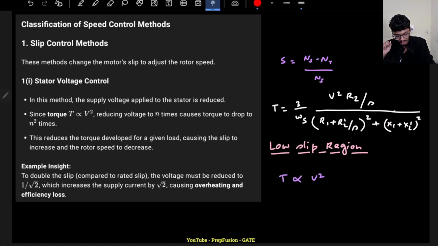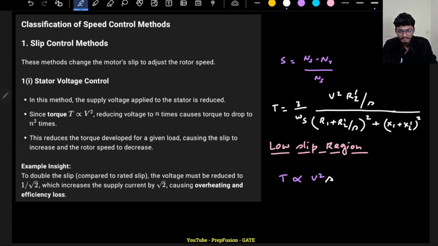Here the denominator will become R2 dash whole square by s square, and the numerator has R2 dash by s, so one s will cancel. R2 dash is a constant number because I am varying the voltage. So this will be V square into s, right?